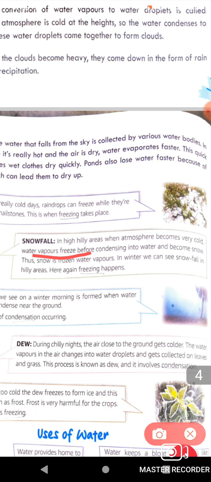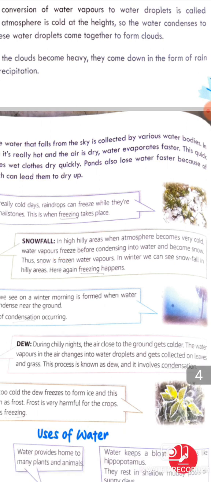Means water vapor does not condense into water, it freezes before condensing and becomes snow. So in hilly areas, when the temperature is very cold, these water vapors freeze into snow and fall on earth in the form of snow. So we may say it is snowfall. In the winter season we can see snowfall in hilly areas.